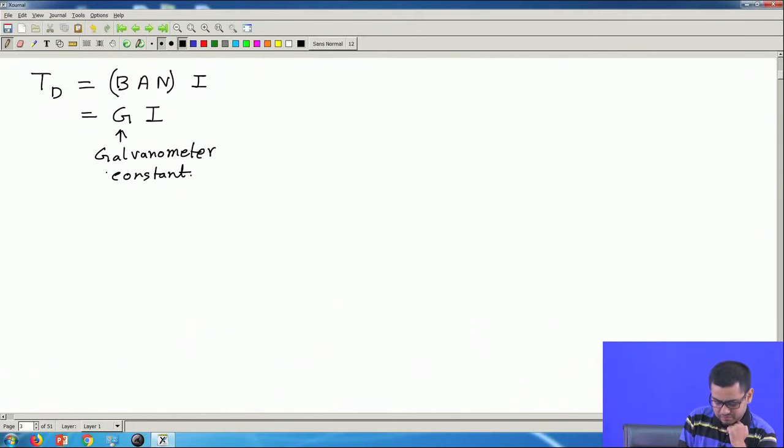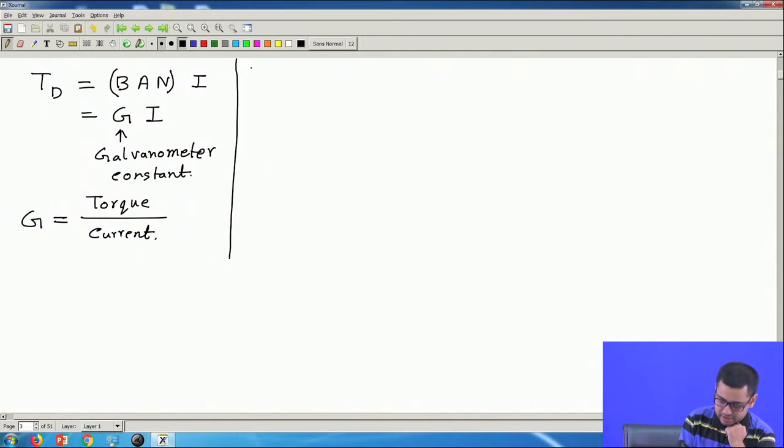Now, the name is not that important, but what is the dimension of this G? The dimension of G is torque per unit current. Okay. This is called the galvanometer constant.